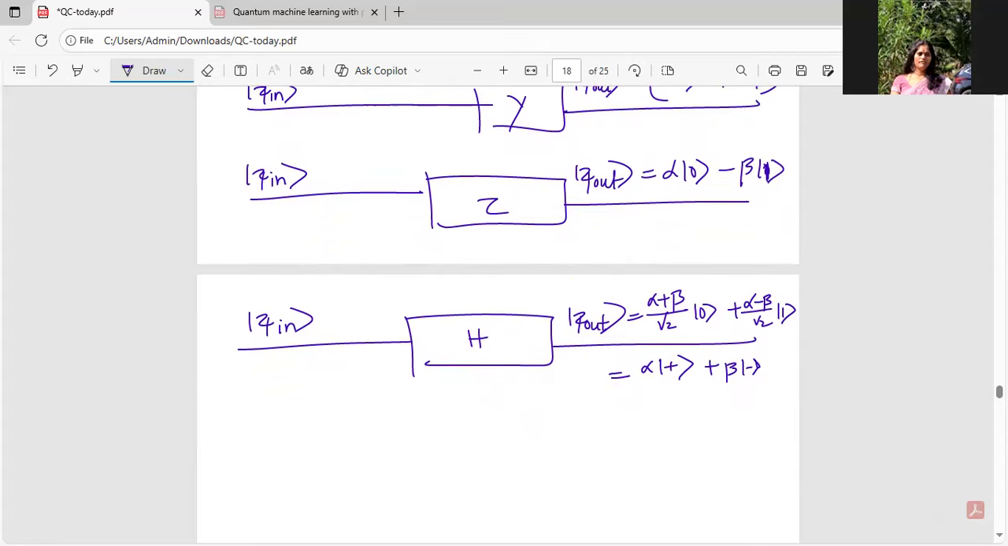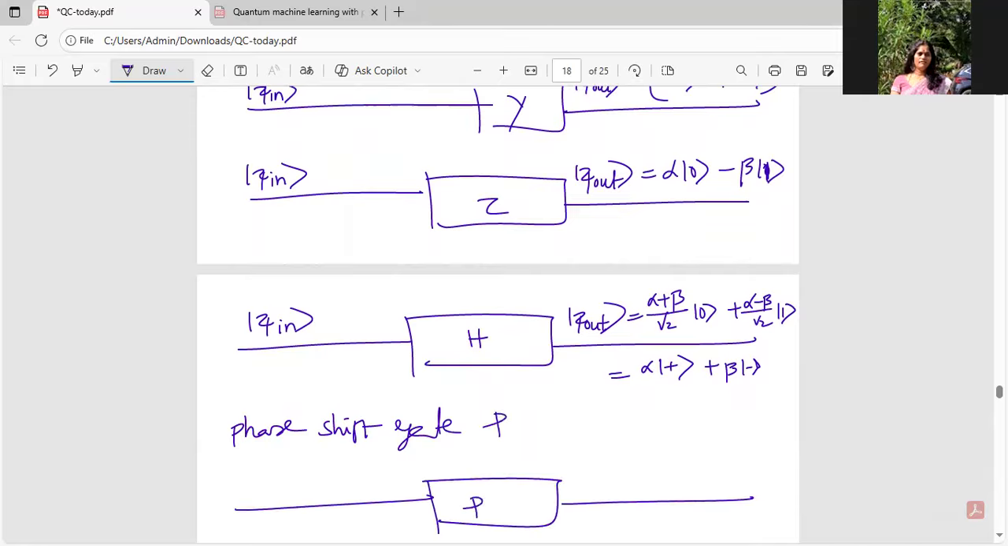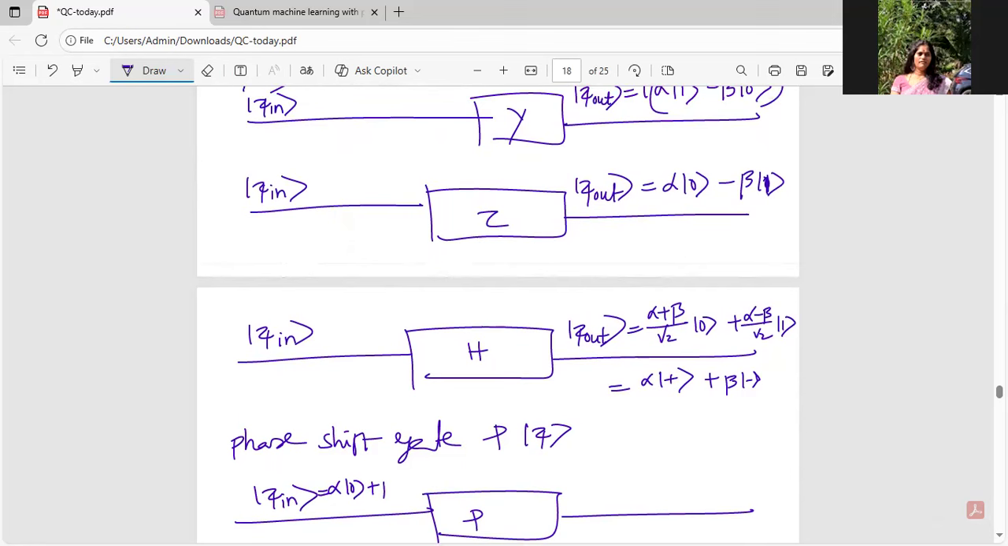If I am talking about the phase shift gate, I can denote it by P, guys. What happens? Let us see. If I'm passing any random ket xi through P, ket xi in, what it becomes is, it was actually alpha ket 0 plus beta ket 1.